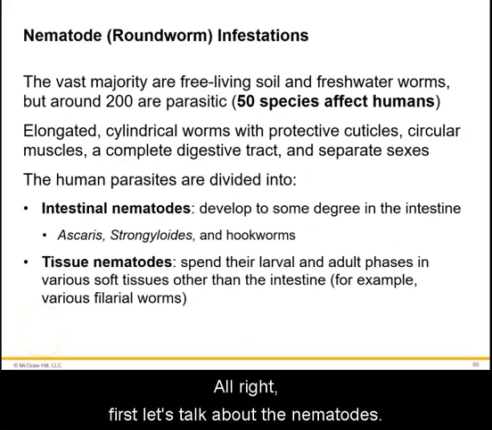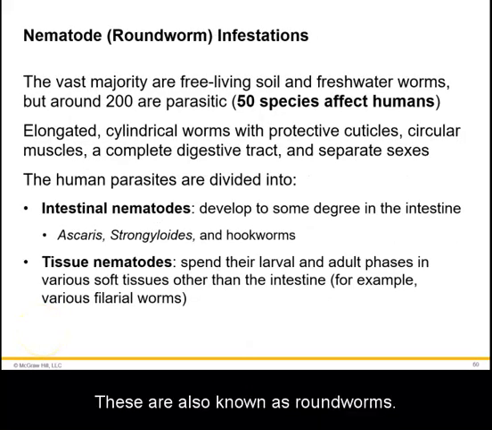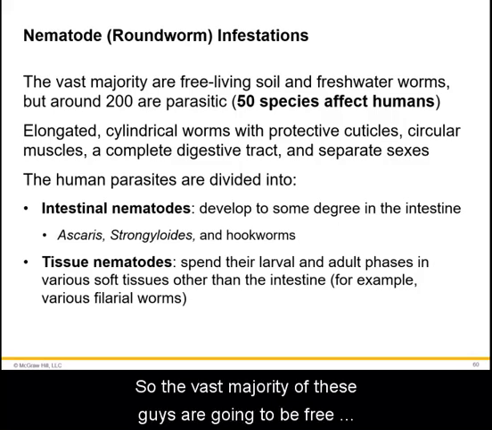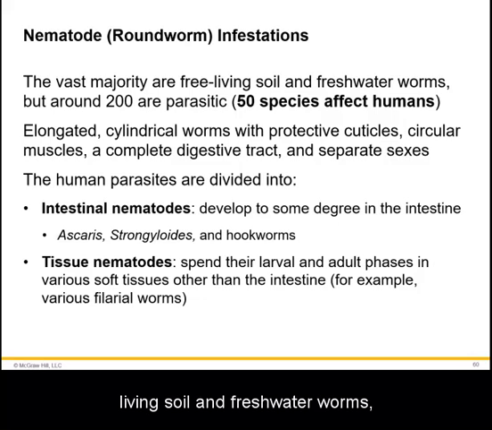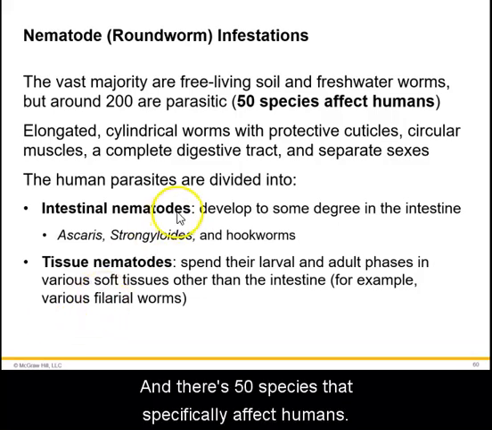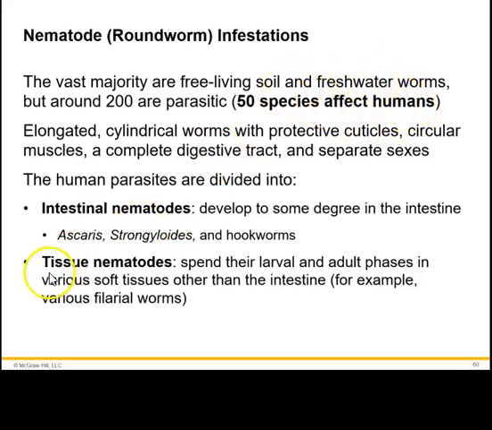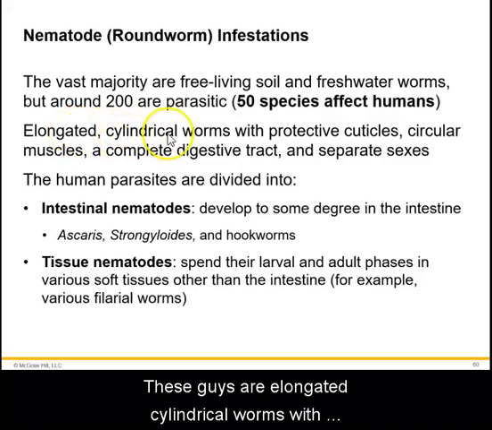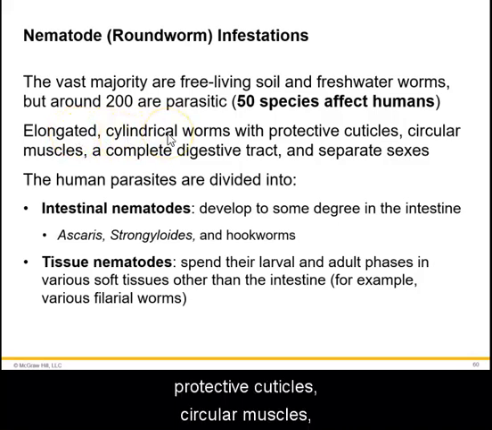All right, first let's talk about the nematodes. These are also known as roundworms. So the vast majority of these guys are going to be free-living soil and freshwater worms, but about 200 of them are parasitic. And there's 50 species that specifically affect humans. These guys are elongated, cylindrical worms with protective cuticles, circular muscles, a complete digestive tract, and separate sexes.